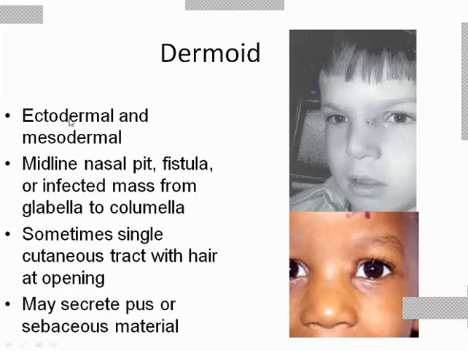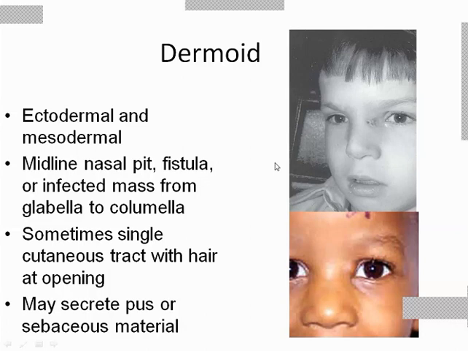Sometimes it can be a single cutaneous tract with hair at the opening. It may secrete pus or sebum, because it is lined with skin. It can be lined with sebum also. That is the dermoid.